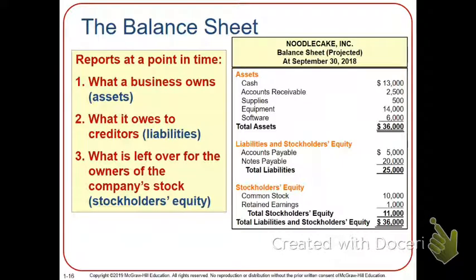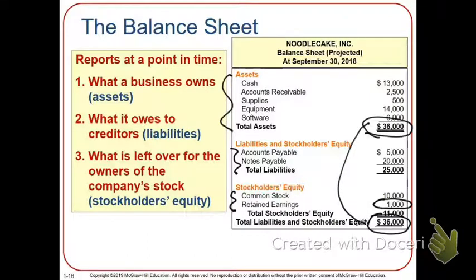All right, and then this is the balance sheet. This is a simple balance sheet, but look down here. That's our ending retained earnings. We list all of our assets first, total $36,000. Then we list our liabilities and our stockholders' equity, and those should total our assets, because our assets equal liabilities plus stockholders' equity.